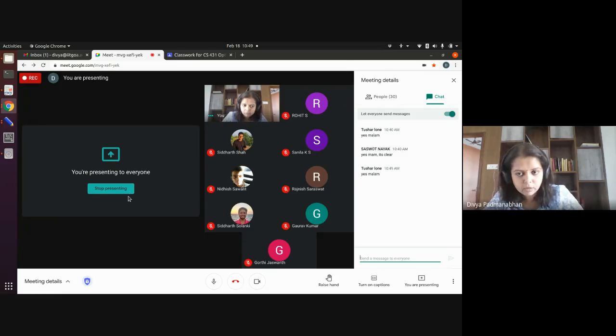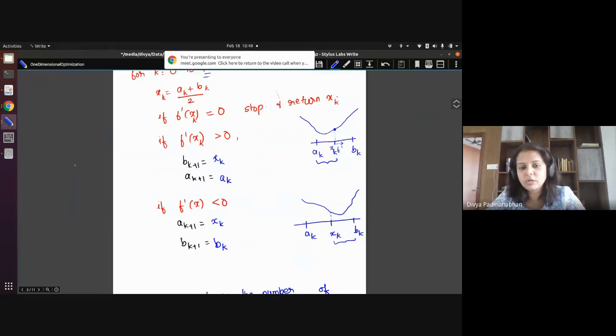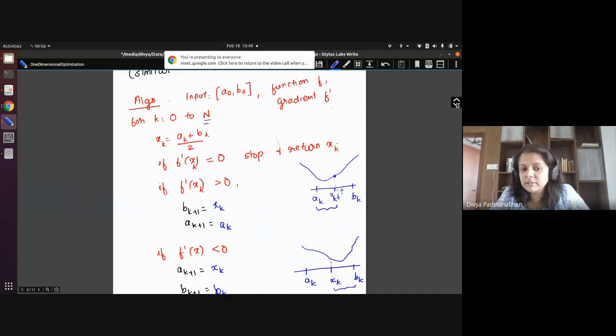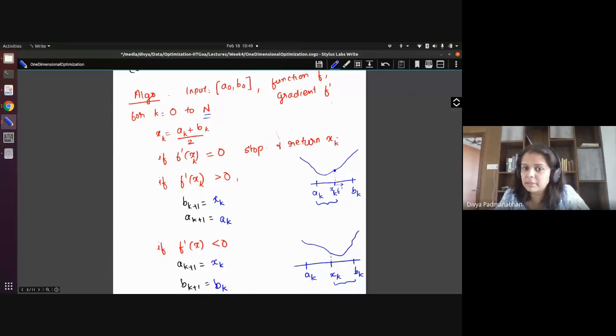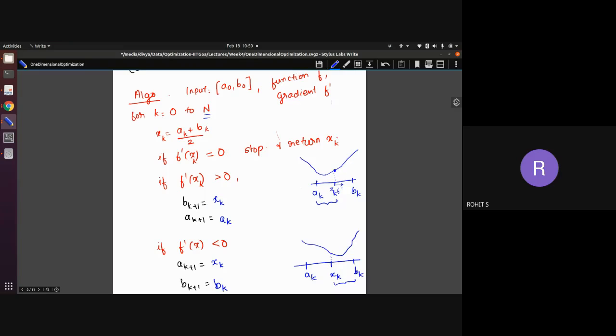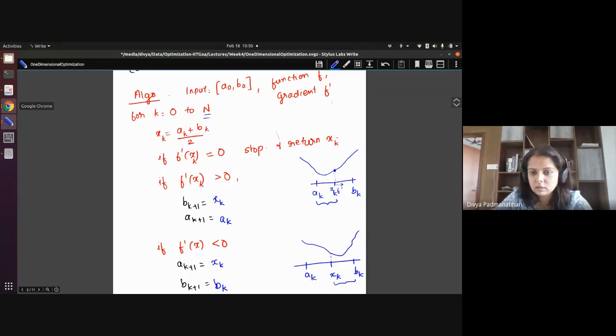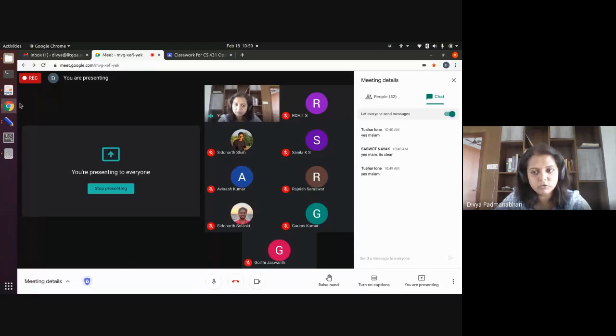There are different variants of this method, depending on the functions, and sometimes you don't even evaluate the gradient. You can use some kind of approximations for the gradient. Those are different variants that you could have for this bisection method. But the essential idea is reducing the intervals by half. If you haven't seen this before, or if this is fast, just let me know.